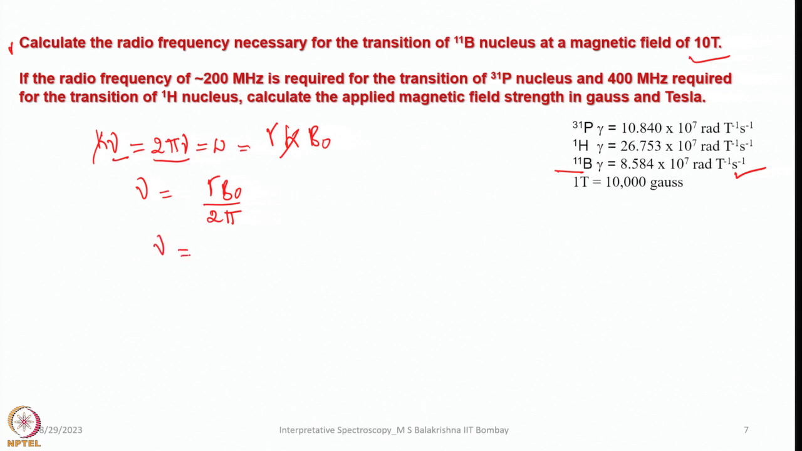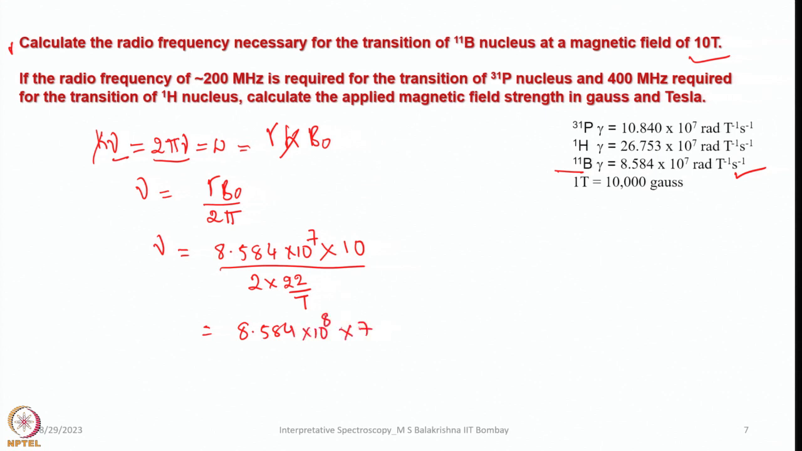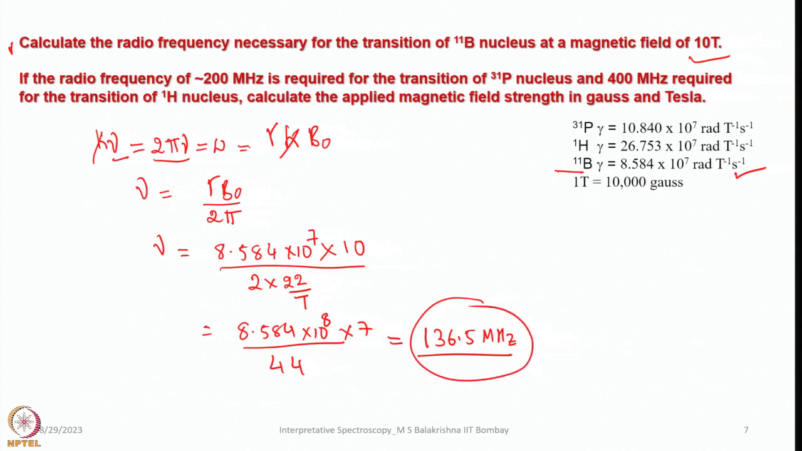So nu equals the gamma value, let me write here, 8.584 into 10 to the power of 7, times 10, divided by 2 into 22 by 7. If I simplify this, it becomes 8.584 into 10 to the power of 8 into 7 by 44. On simplifying, what you get is 136.5 megahertz. This is the radio frequency necessary for the transition of 11 boron when it is placed in a magnetic field of 10 Tesla. You should be able to calculate this. Of course, here 10 to the power of 6 comes, so if you remove this 10 to the power of 6, it becomes 136 megahertz.